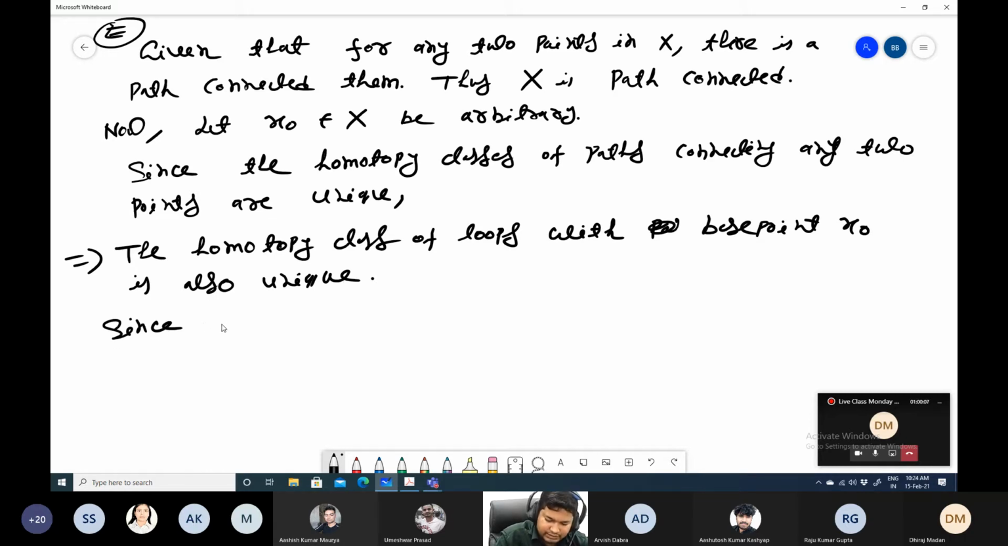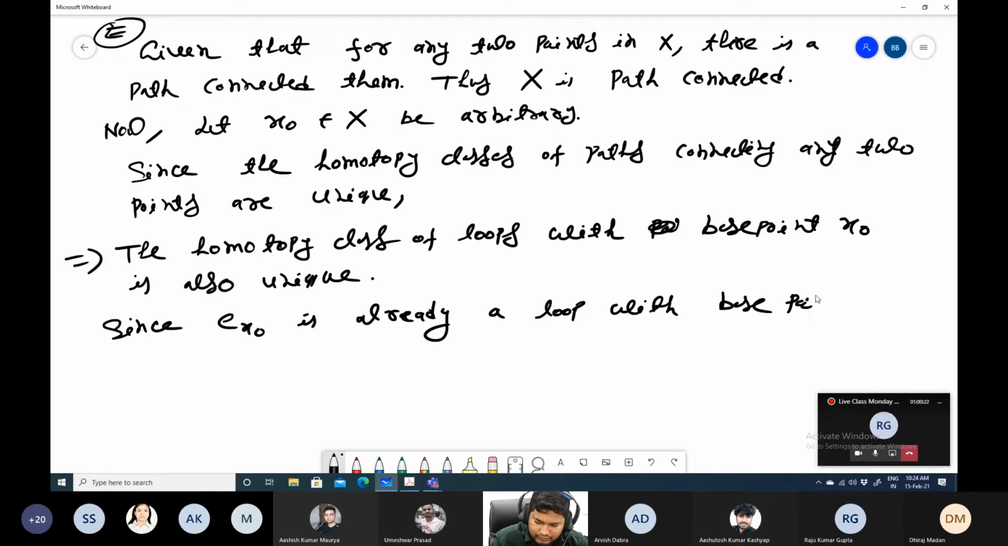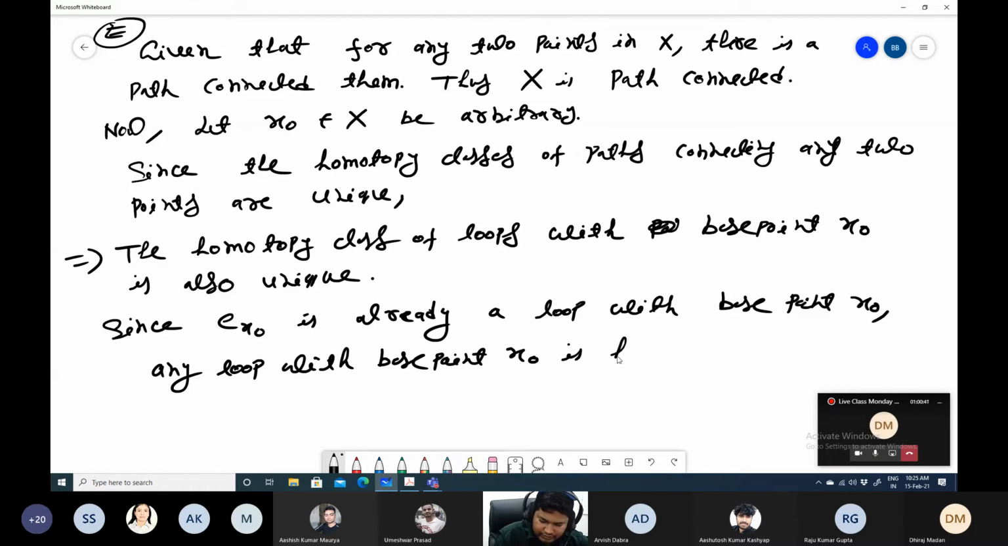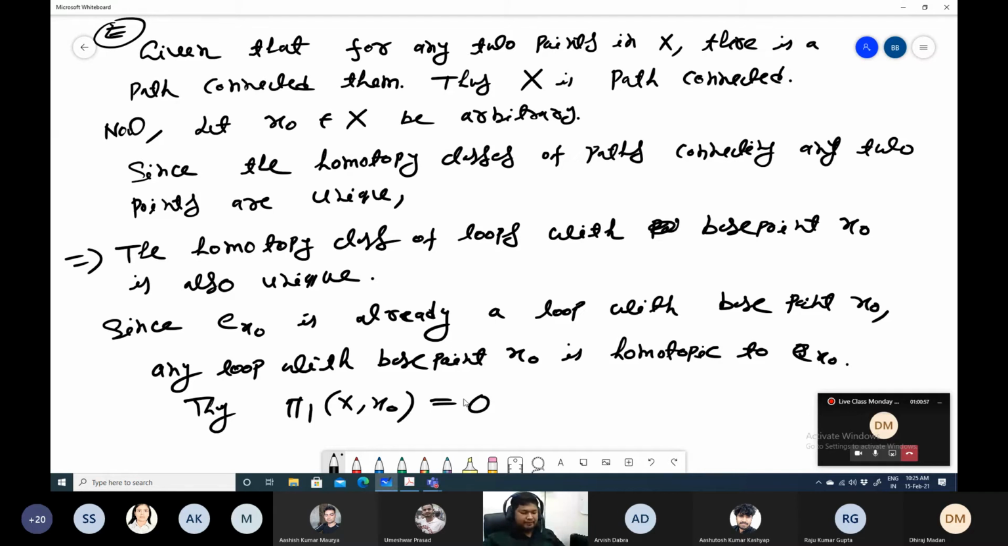Right? Now since the constant path at x0 is already a loop with base point x0, and we know that all the loops are unique, therefore any loop with base point x0 is homotopic to the constant loop at x0. So thus pi1(X, x0) is trivial. So we are done. Okay, the proof is very simple.